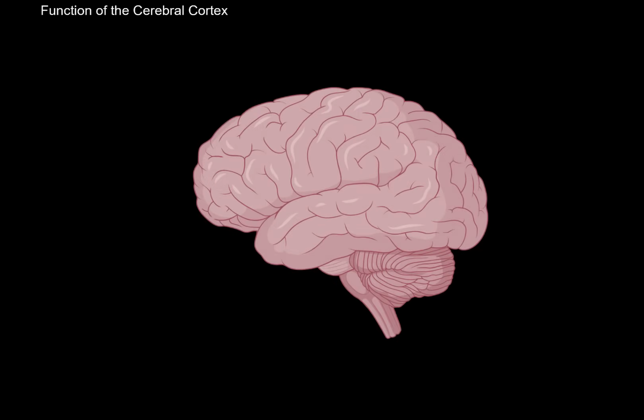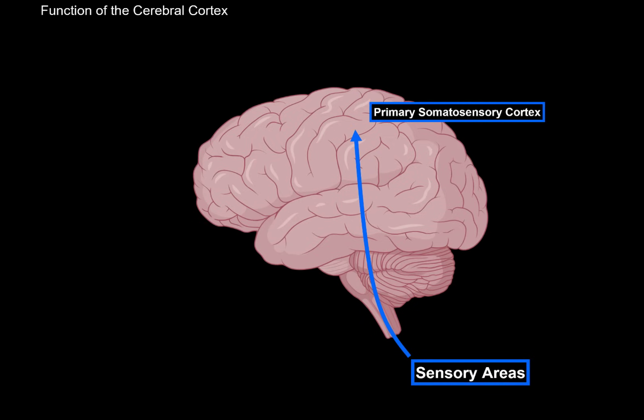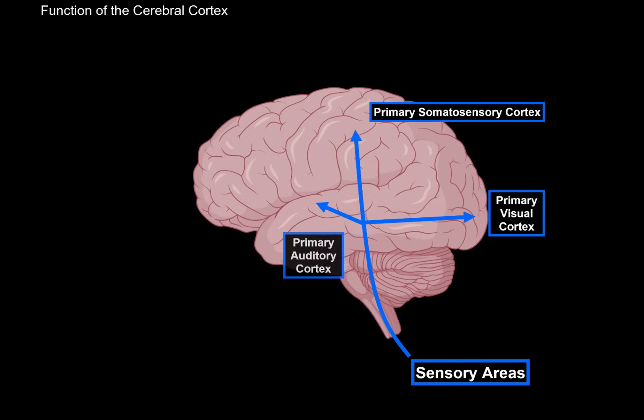we're looking at. For example, we have areas in the cerebral cortex we call sensory areas that receive sensory information from the body. The primary somatosensory cortex receives information regarding somatic sensation. These sensations detect things like touch, pain, temperature, and proprioception. We have the primary visual cortex, which receives visual sensation through the optic nerve. We have the primary auditory cortex, which receives auditory information through the cochlear nerve.